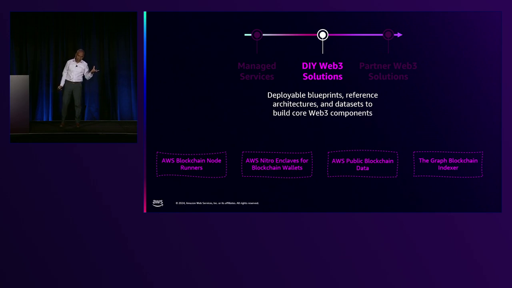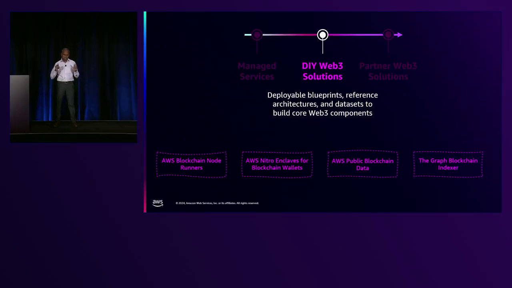The first one I want to tell you about is AWS Node Runners. This is an open source initiative aimed at simplifying the deployment of self-managed blockchain nodes. So if you don't want to use the managed service we talked about earlier, you want to run your own nodes, feel free. But we'll help you get going faster. It's nearly like providing you with a one-click solution. It's not quite one-click, but nearly. Help you get the node spun up.